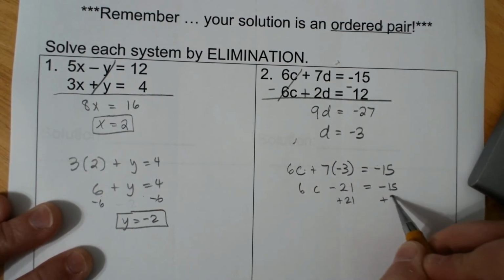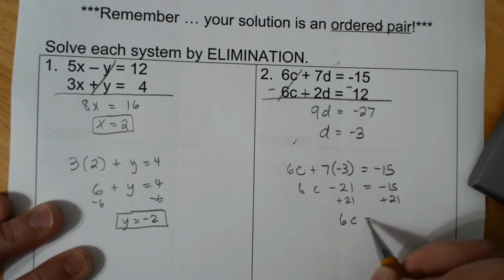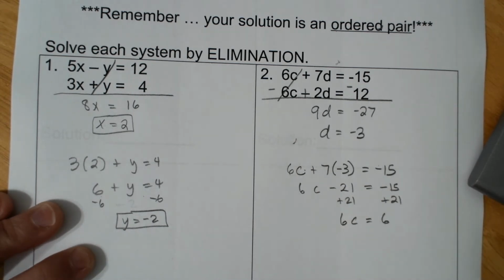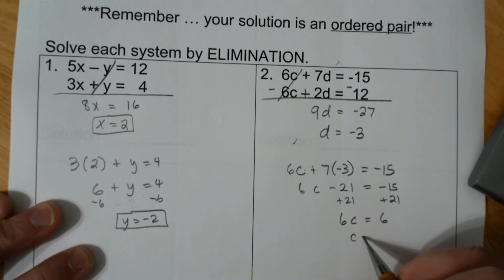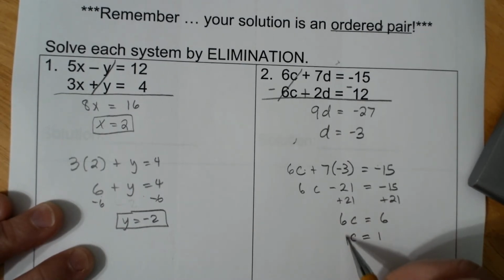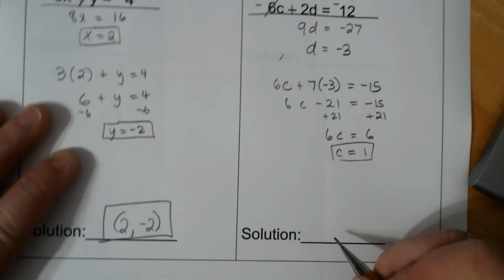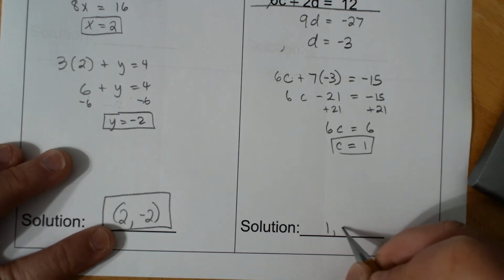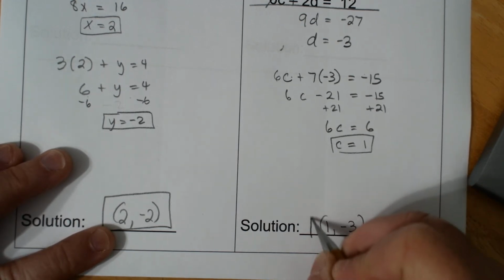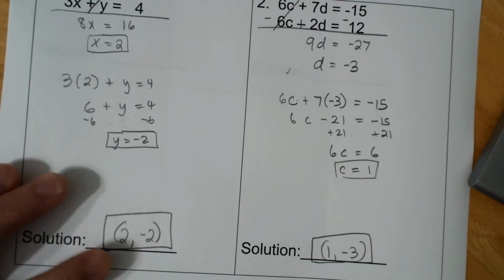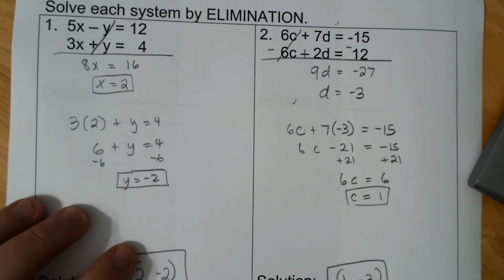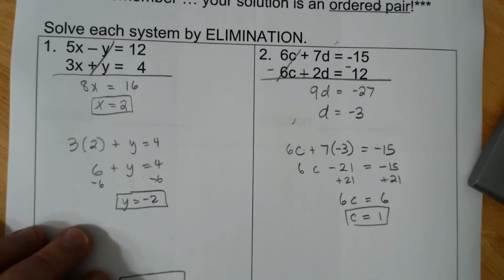Add 21, add 21. 6c equals 6. c equals 1. Always in alphabetical order. So your solution is 1, negative 3. It looks quicker. It only is quicker if you can see who's going to be eliminated.